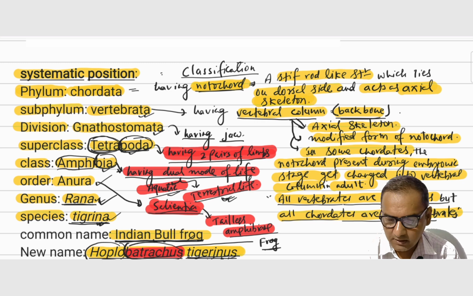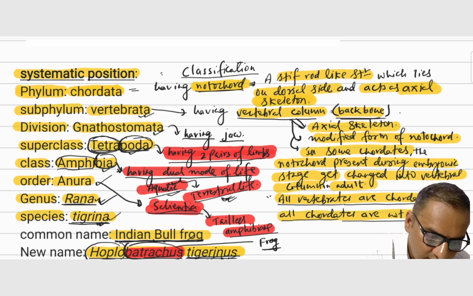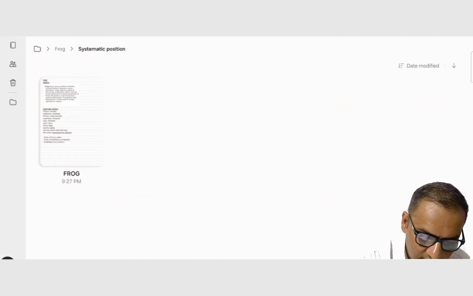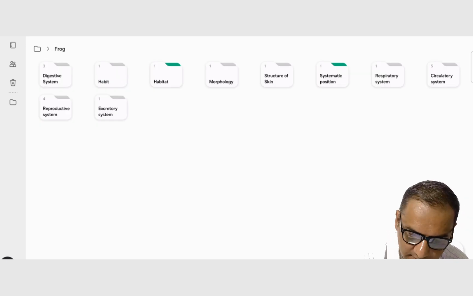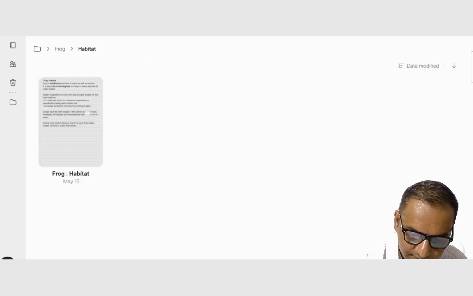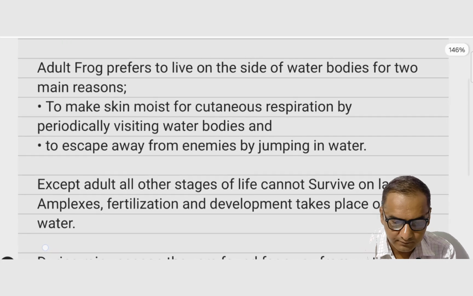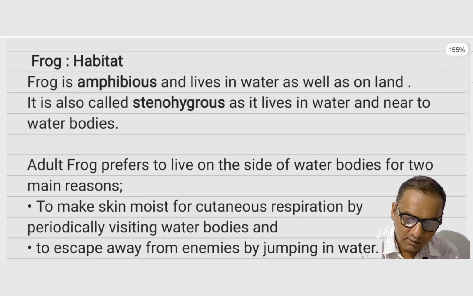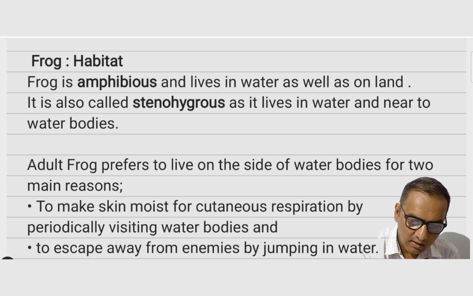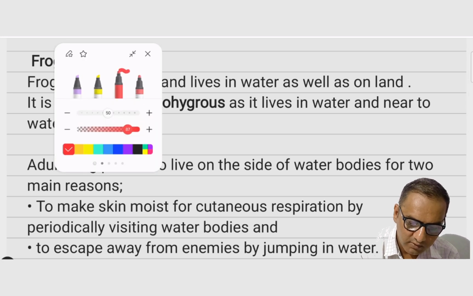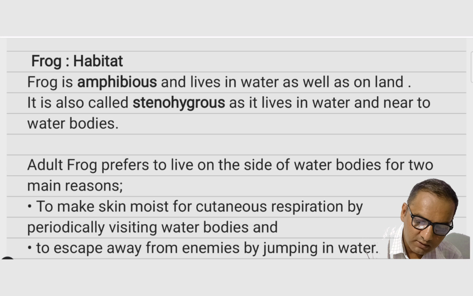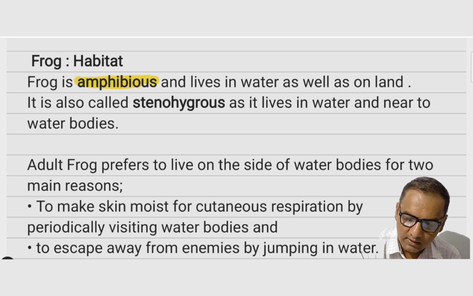Now, we read about the habitat of the frog. The frogs are amphibious. Previously, we have studied that frogs are amphibious. Amphibious means that it can live in water as well as on land. So it is amphibious.